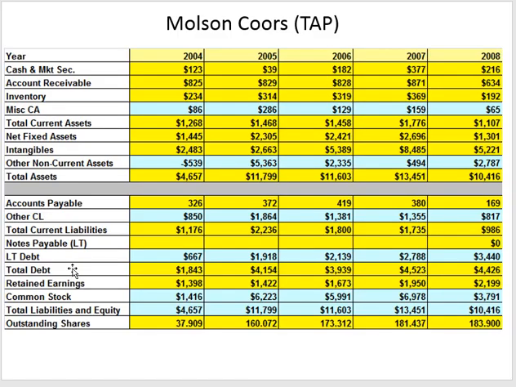So if we look at a financial statement, here's a balance sheet. This is Molson Coors. And if you look, we can identify what are referred to as line items, right? Cash and marketable securities for 2004 is 123, these are in millions of dollars, $123 million. The total current assets is $1,268 million. So again, as you can see, it's broken down into assets, and then down here is liability and equity. A very simple way to think about financial statements.